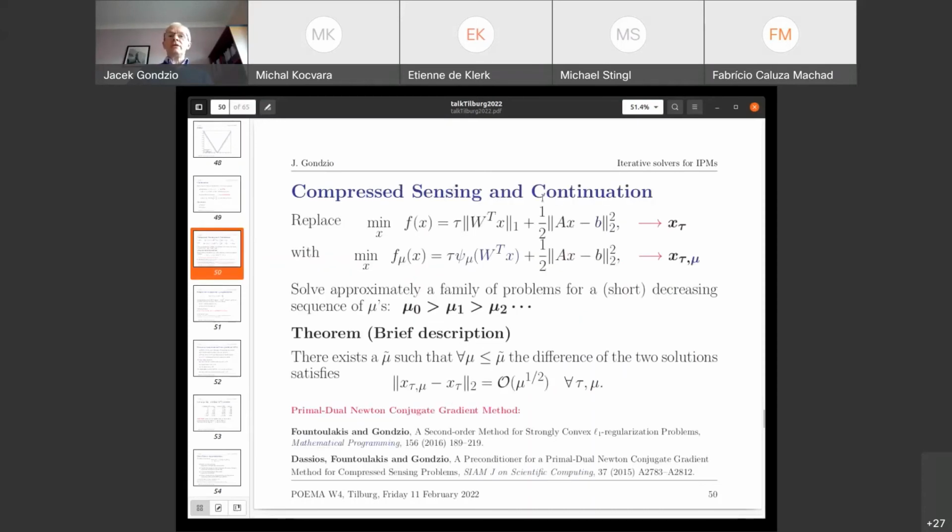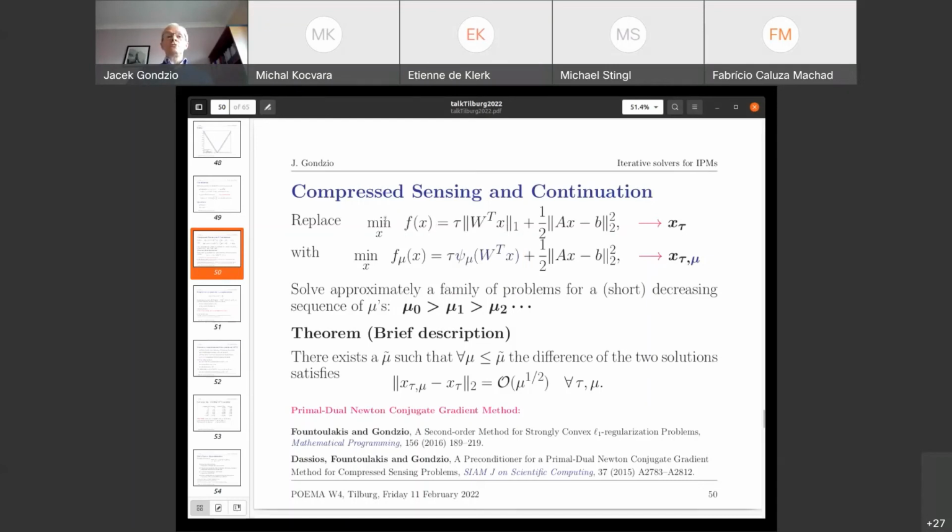So for compressed sensing, we looked at problems which are more difficult, which originated from image processing, really. And instead of just dealing with least squares and promoting sparsity of x, we had to promote sparsity of x in a different dictionary. So that's like wavelets or some other space in which we would like not just x to be sparse, but W transpose x to be a sparse vector. To deal with it, we replace this norm 1 with a pseudo-Huber function, C mu.